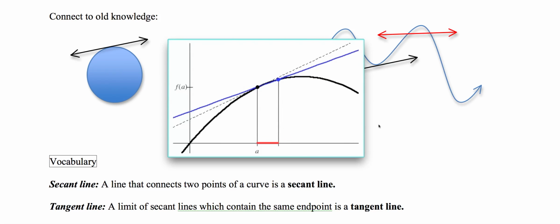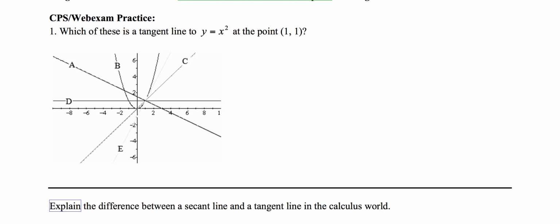So in this way, our tangent line can now be viewed as a limit of secant lines which contain the same endpoint. Now we're going to practice looking at this problem. Here I've got a curve that is y equals x squared, and I'm interested in knowing which of the lines A, B, C, D, or E are actually going to be tangent to the curve at the point (1, 1). If we look for that kissing behavior, we can see that line E is the one that is tangent, because it intersects at just that one point, and it intersects in the way that is deemed a limit of secant lines.